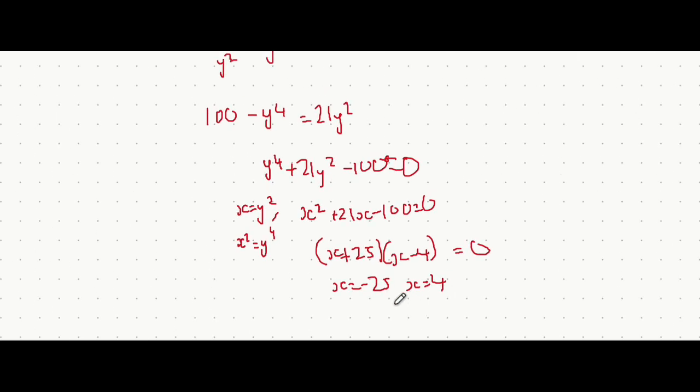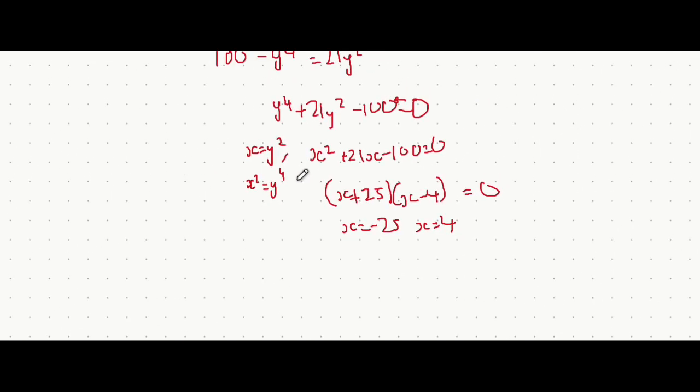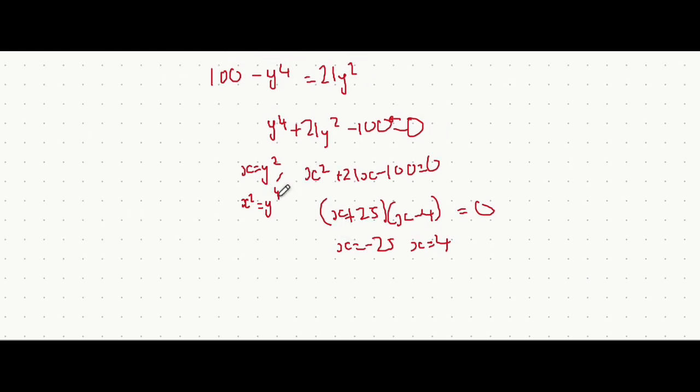Now, although we're dealing with complex numbers, real and imaginary parts, x itself, if we go back to the beginning of the question, is a real part. Oh, sorry, I just realized I introduced x as y squared. We need to reverse it back into y squared. So now that we've got values of x, we now say, okay, if that's what x is equal to, y squared is equal to either minus 25 or 4.